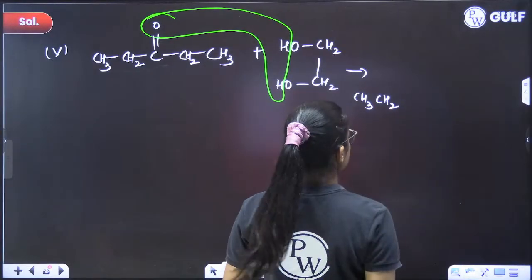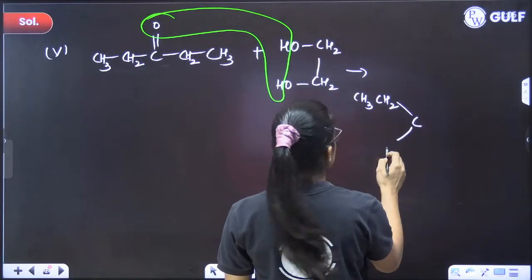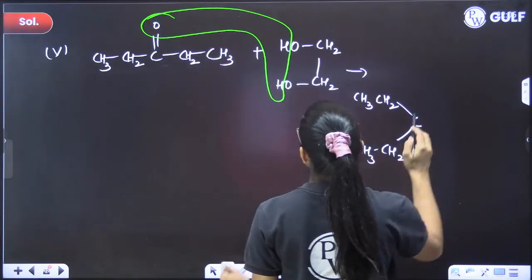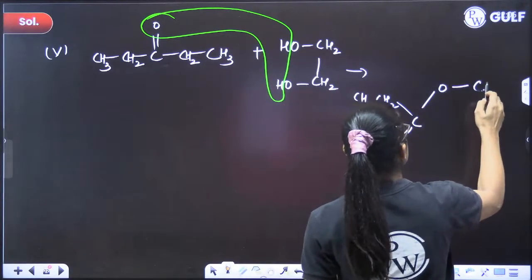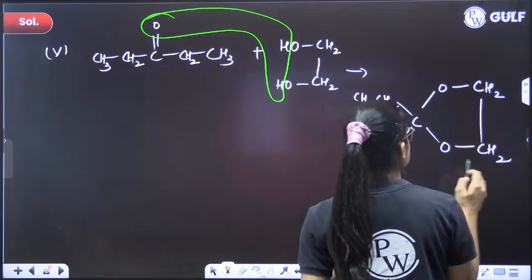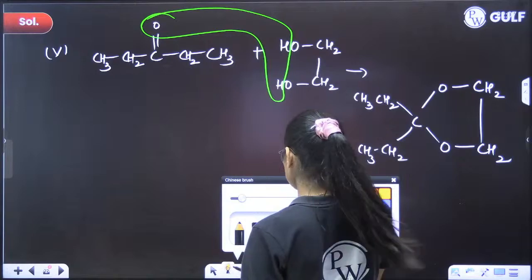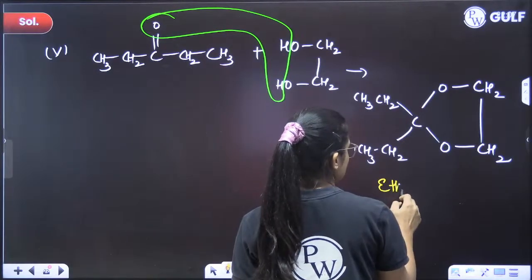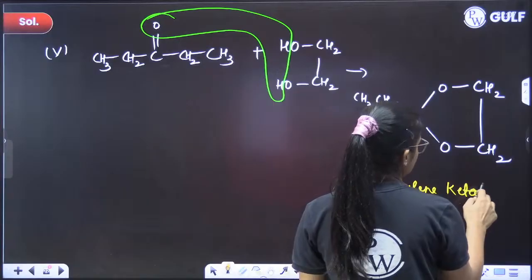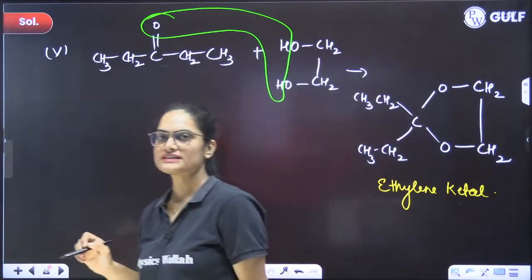Let me draw it a little lower. CH2, CH3, OCH2, OCH2. This is ethylene, hexane 3-one ethylene ketal. Right? Next one.